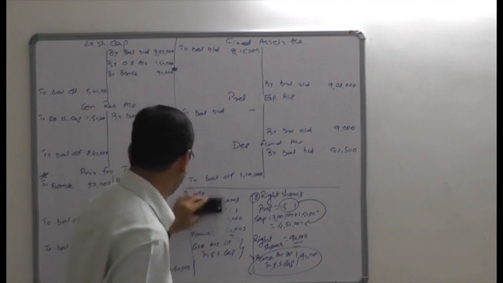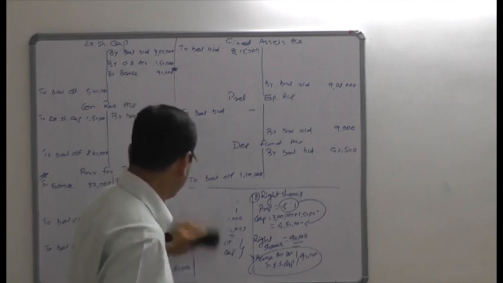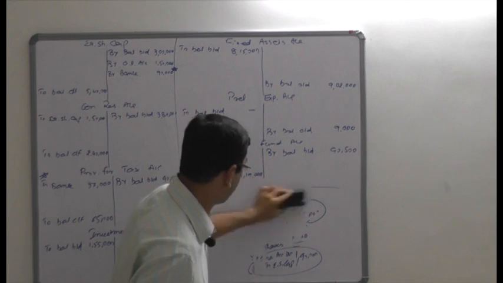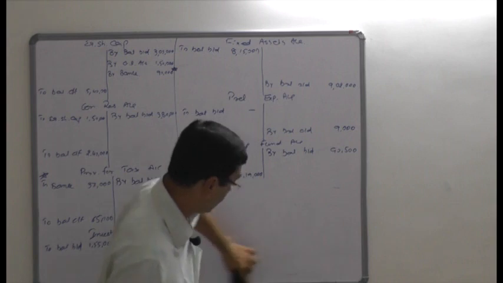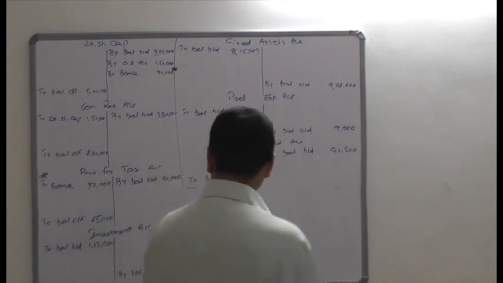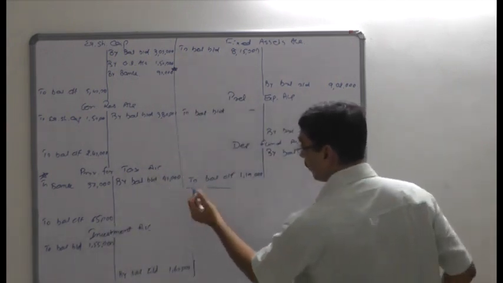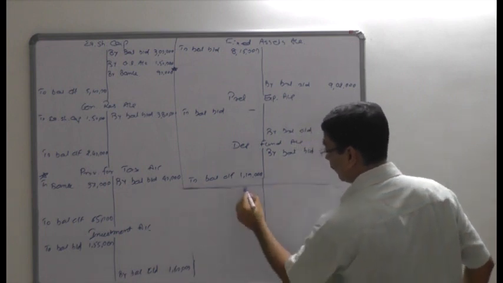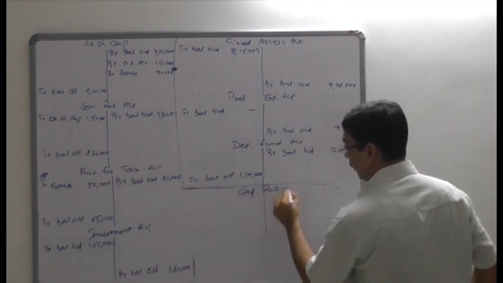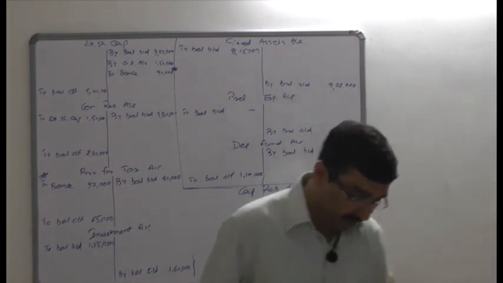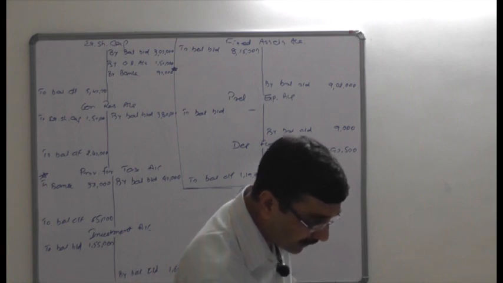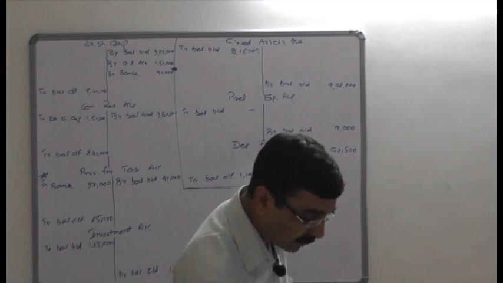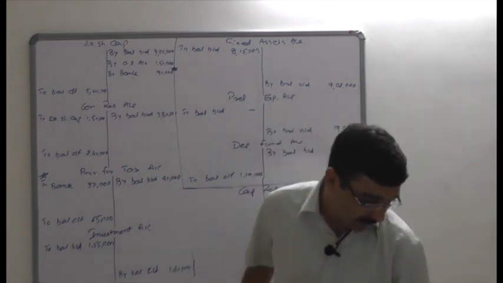I'll just remove this working from here, because I need to prepare one more account as per this requirement, and that is capital reserve. So here capital reserve account is prepared. All of you just observe your capital reserve account from the balance sheet. Yes, the capital reserve account balance is showing 2,000 and 5,000 rupees.